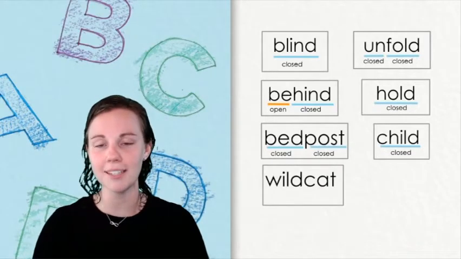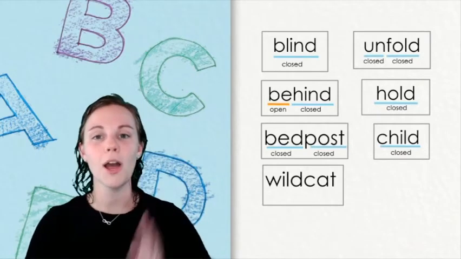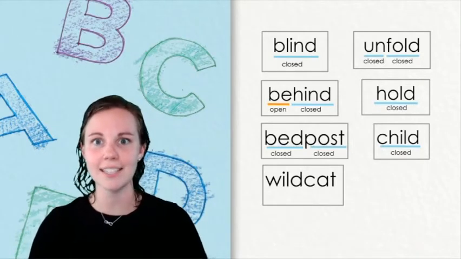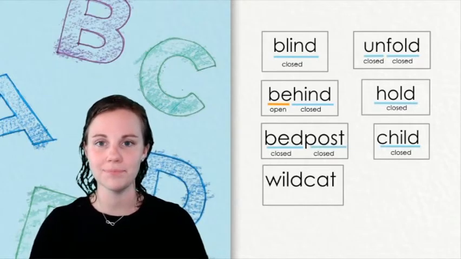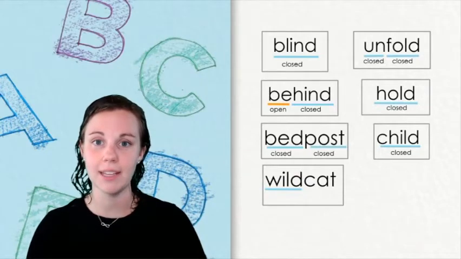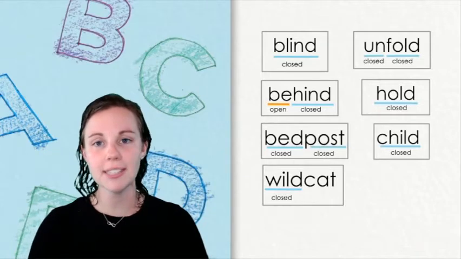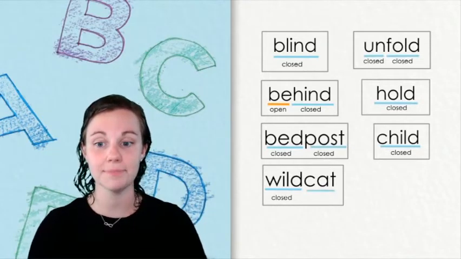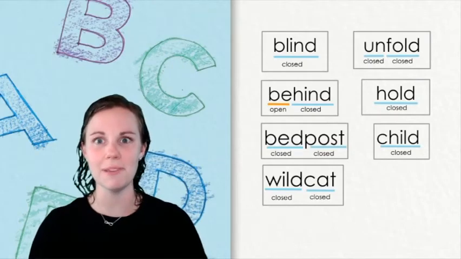Here's another one. What does it say? Wild cat. What do you hear in wild? Yes, it has our ild pattern. That's an exception to our closed syllable. How about our second syllable, cat? You've got it. It's closed. Great reading.